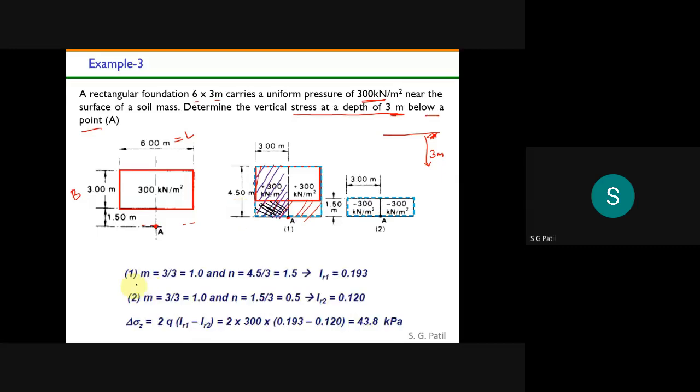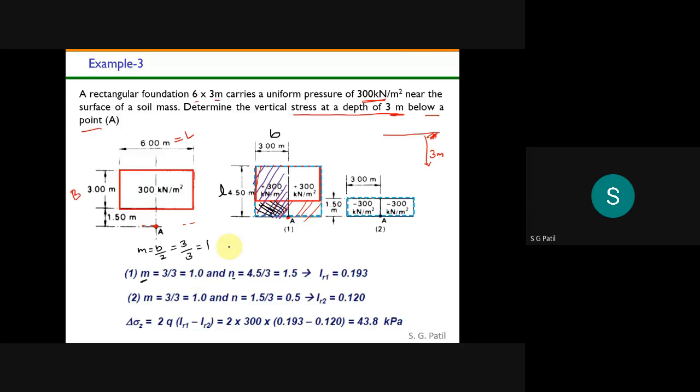So first calculate M value and N value for this bigger rectangle. So what is my breadth here? My breadth is 3 meter. This is my B and this is my L. So what is M? M is nothing but B by Z. So let me calculate. M is equal to B by Z. So what is B here? B is 3 meter. But Z is also 3 meter. So my M is equal to 1.